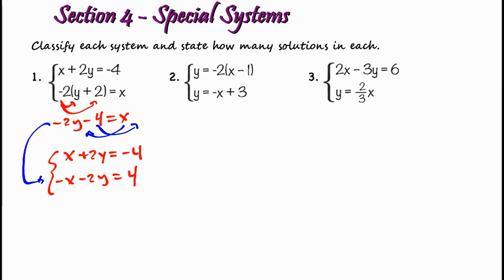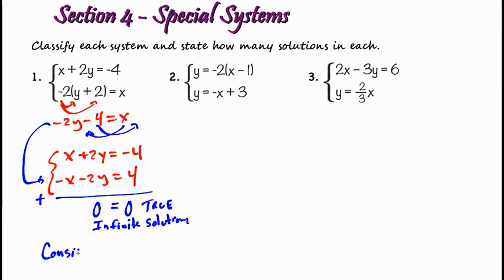Now that it's been rearranged to use elimination, I can add the two equations together. I see that x and negative x cancel. 2y and negative 2y cancel. So we have 0 on the left-hand side. On the right-hand side, negative 4 and positive 4 cancel. 0 equals 0 is a true statement. That means we have infinite solutions. So if we were to classify, we would say this is consistent and dependent.